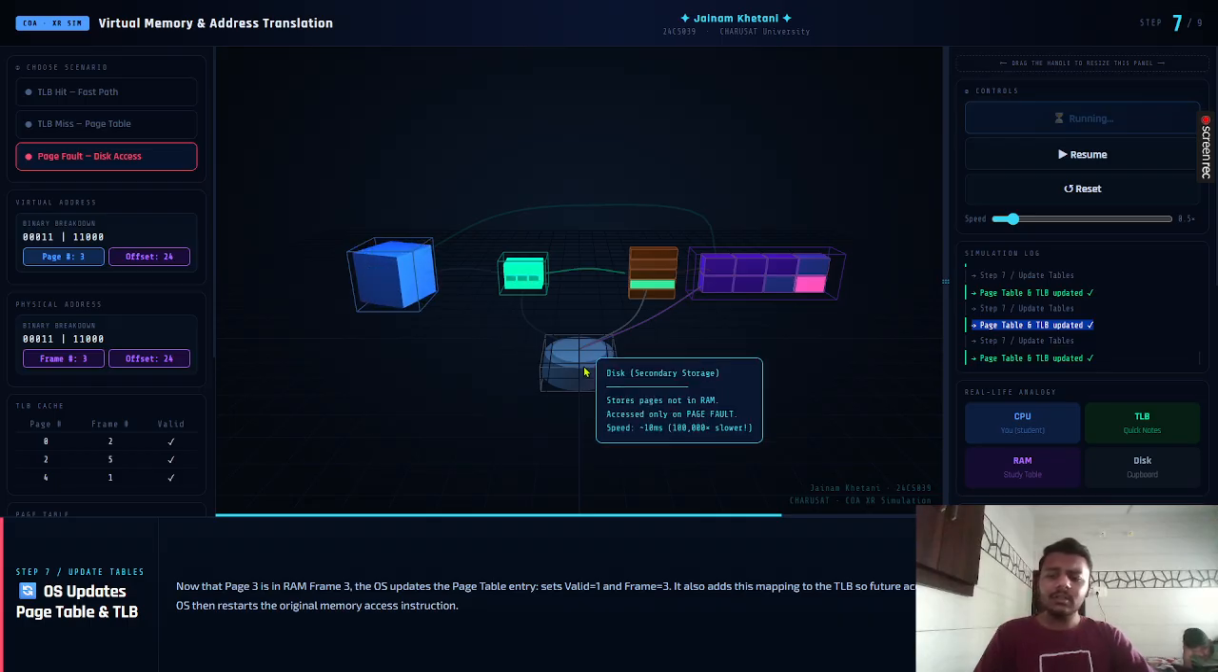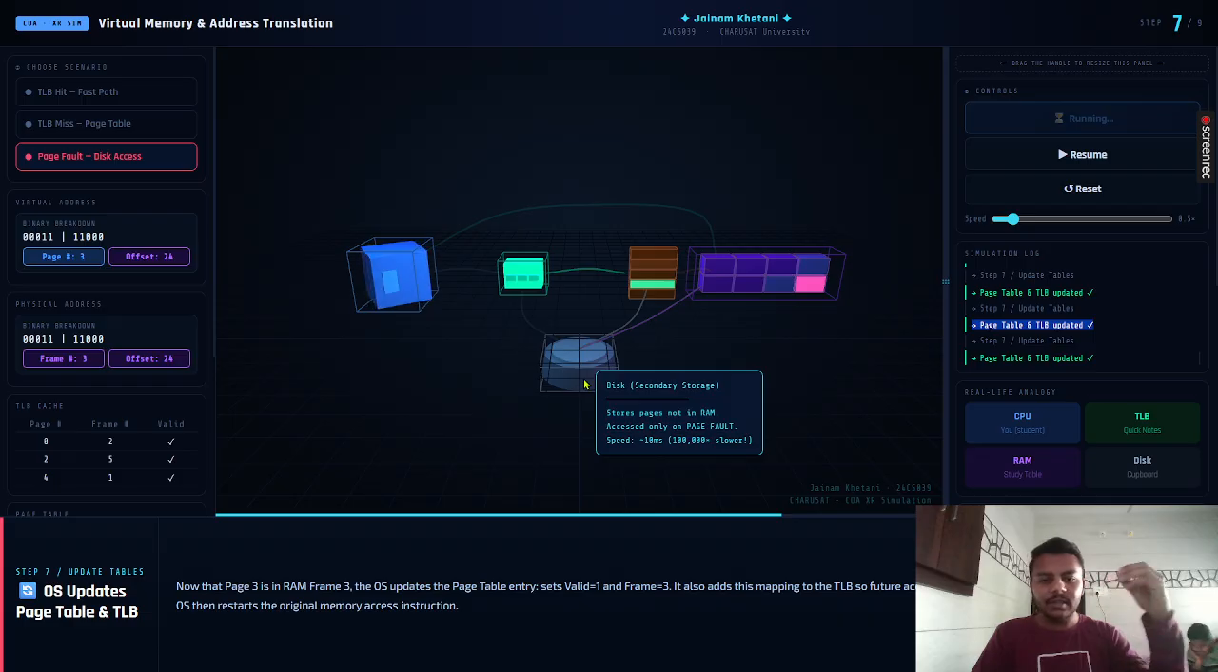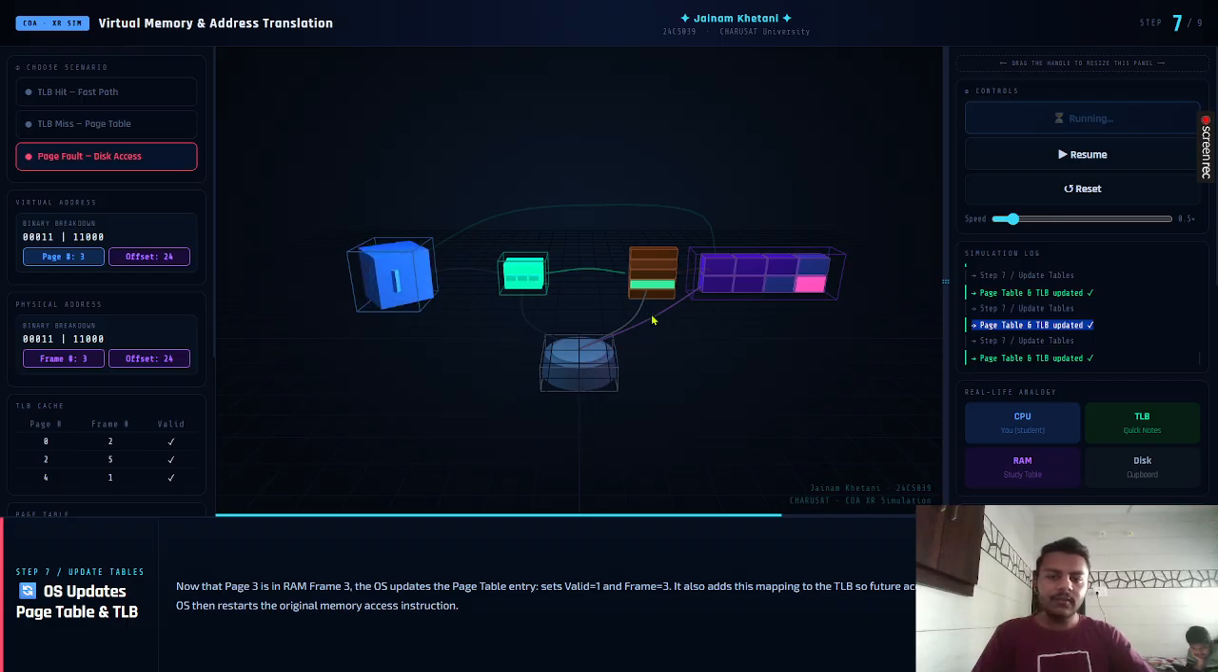This is the slowest case because disk access is much slower than RAM. It means accessing the physical secondary storage is a time-consuming process. A page fault is costlier because it involves access of the disk.